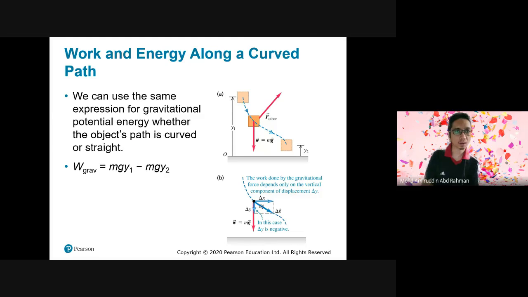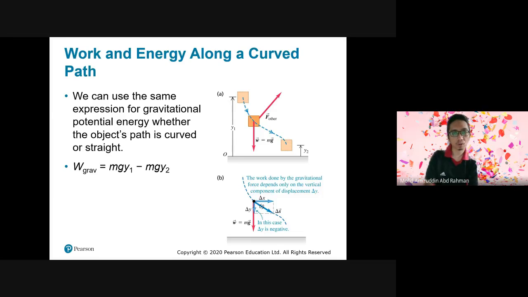Now we have work and energy along a curved path, for example. We can use the same expression for the gravitational potential energy whether the object's path is curved or straight. Let's say we have an object, the box, that is moved down along a slightly curved path. The work at points y1 and y2 will be different. Then we need to find the work due to gravitational potential energy: mgy1 minus mgy2.